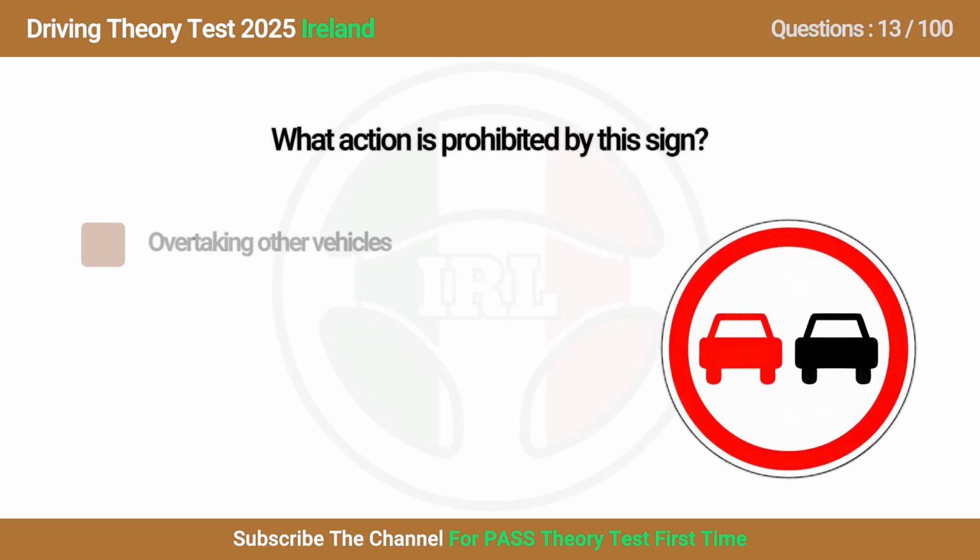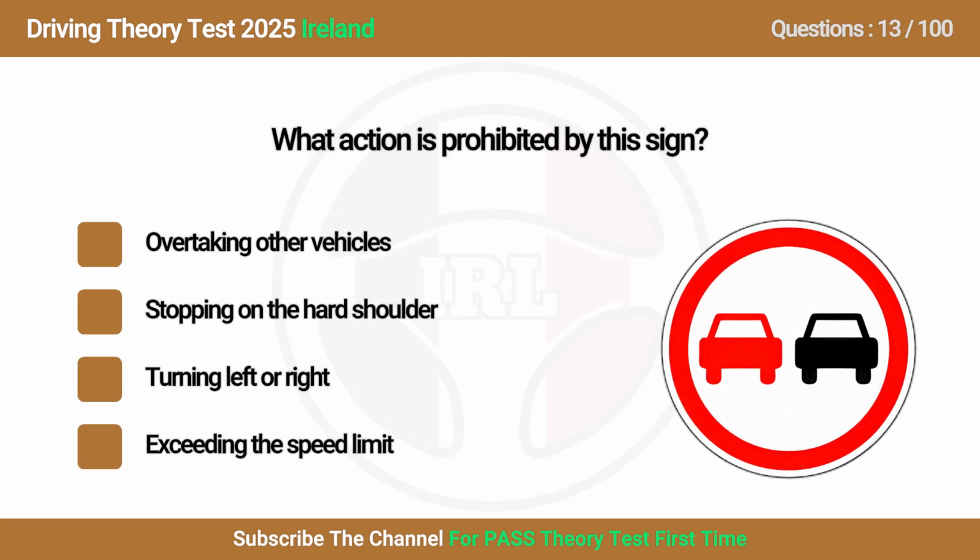Question 13. What action is prohibited by this sign? A. Overtaking other vehicles. B. Stopping on the hard shoulder. C. Turning left or right. D. Exceeding the speed limit.